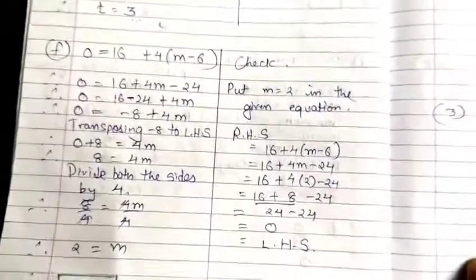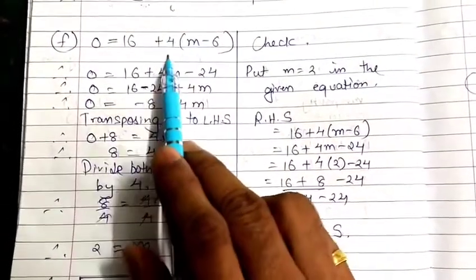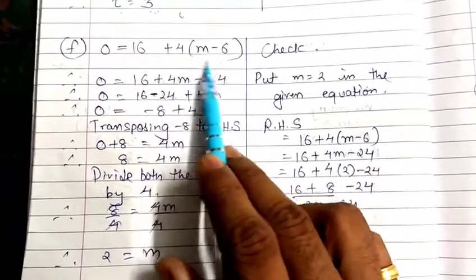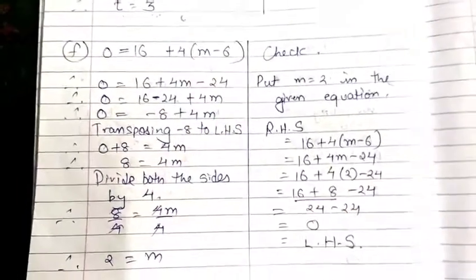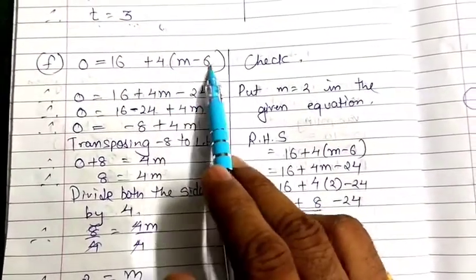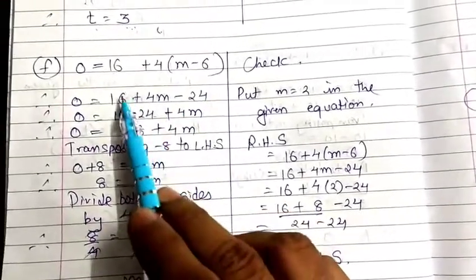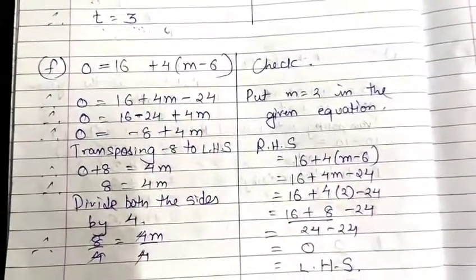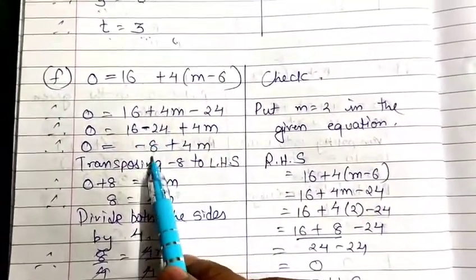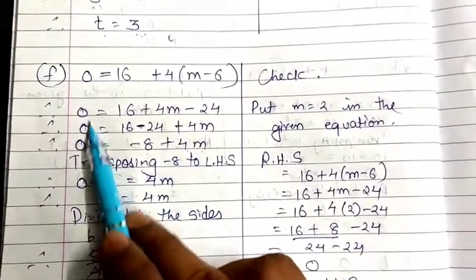Now next one, sum number F. 0 equals 16 plus 4 in bracket (m minus 6). Now try to resolve this bracket first. So multiply 4 with m gives 4m, and 4 6s are 24, that is negative 24, positive into negative. Then try to add the constant terms on your right hand side. So 16 minus 24 gives minus 8, and this 4 times m, write down as it is. Here 0 is there.